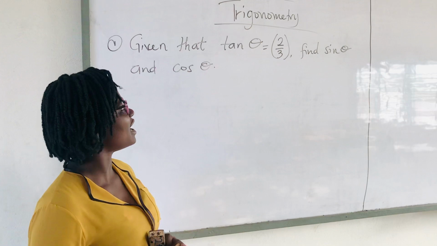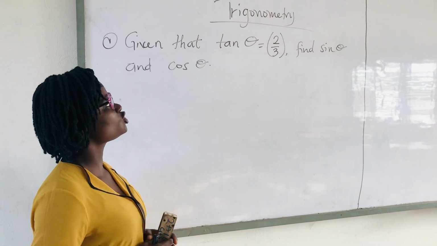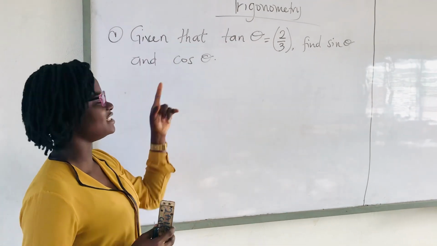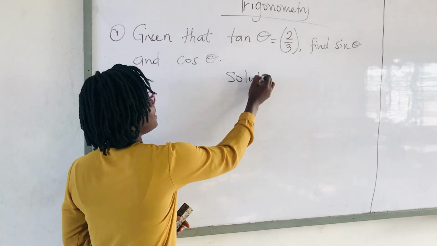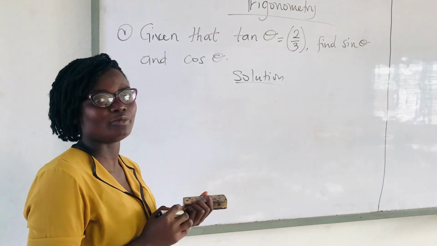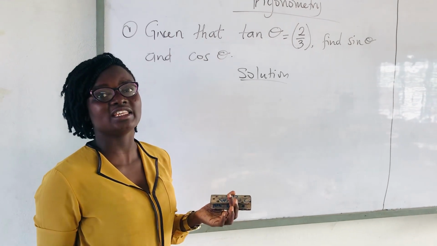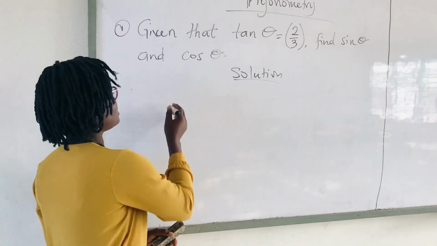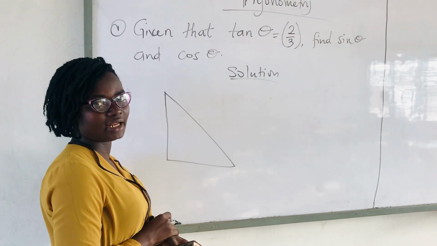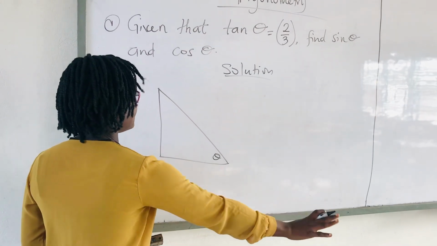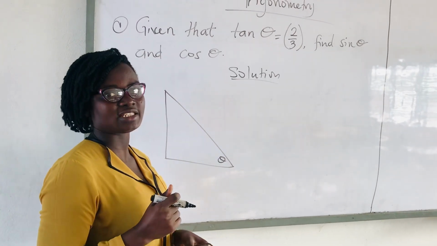So the first question we have here is, given that tan theta is 2/3, find sin theta and cos theta. So in this case, you've been given tan theta to be 2/3. How do we use it to find sin theta and cos theta? We first of all have to draw a right angle triangle. Then we fix in our theta. After fixing our theta, we locate where our 2/3 is.